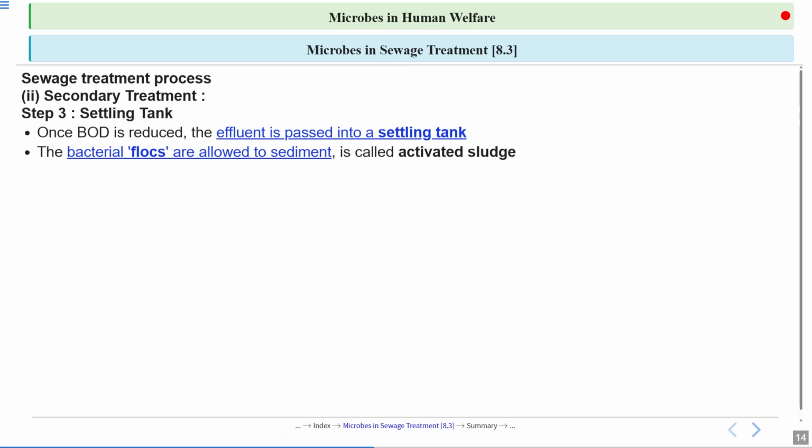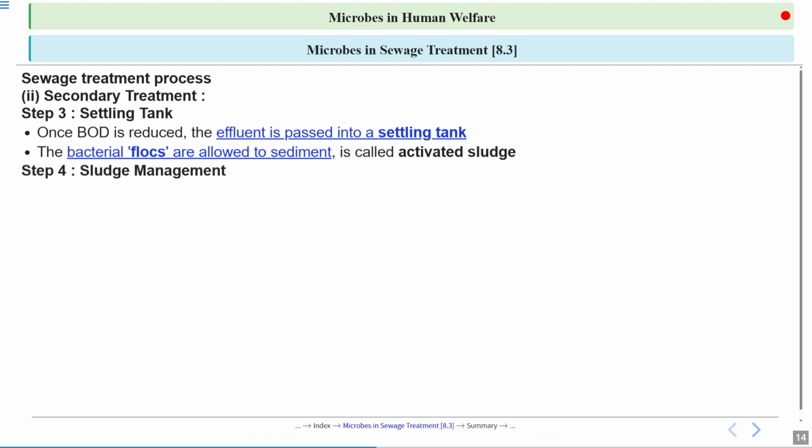Now here what happens? In the settling tank, clumps of bacteria known as flocs clump together and become heavy enough to settle to the bottom. This settled material, which is made up of microorganisms and solid waste, is known as activated sludge. Clear? So basically these bacterial flocs are allowed to sediment. They settle down, along with some solid waste. This is known as activated sludge. So activated sludge basically consists of this bacterial floc.